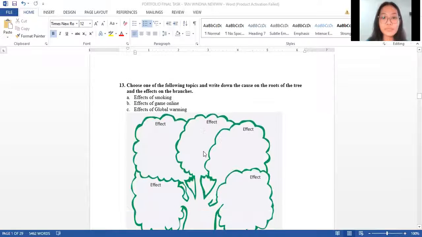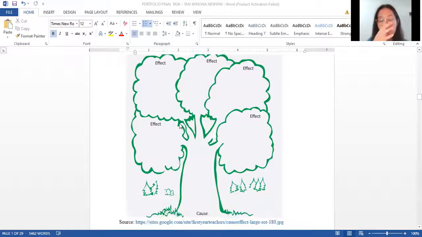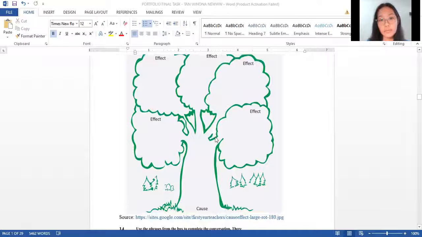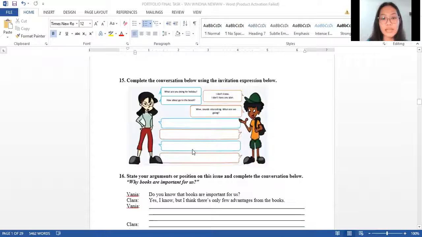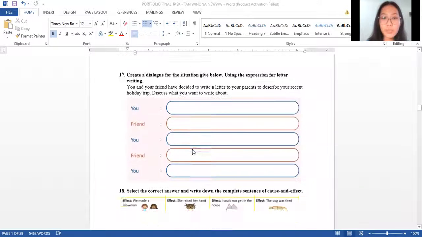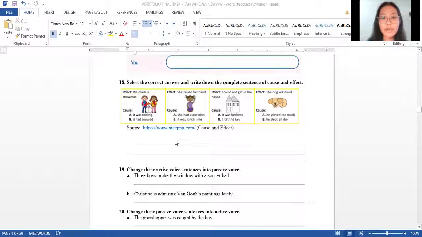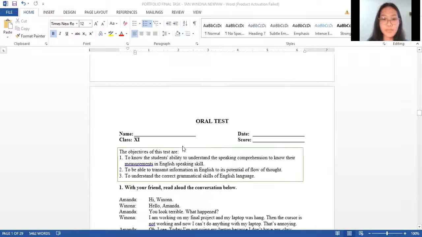And then this is number 3 for cause and effect. You have to choose 1 of the topics here and write what the cause and the effects are. And then this is to complete the conversation. And it is also to state arguments on this issue and complete the conversation below. And then this is also for cause and effect, you have to write down the answer here. And then change this active voice sentence into the passive voice and vice versa.